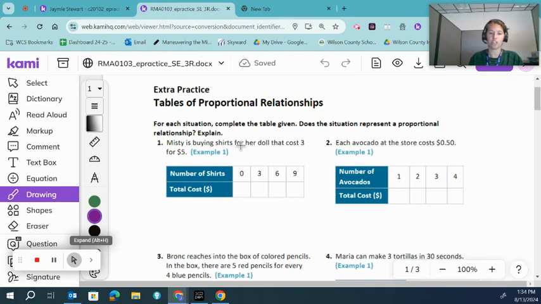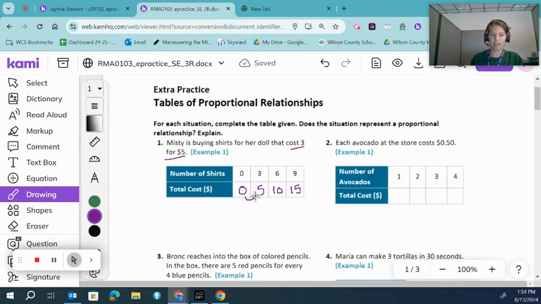Misty is buying shirts for her doll that cost 3 for $5. So 3 shirts cost $5. Okay, so we're going to fill out this table to represent that and determine if the relationship is proportional. If we buy 0 shirts, that is going to cost $0. But if we buy 3 shirts, it's going to cost $5, which they tell us. 6 shirts would cost $10. And 9 shirts would cost $15.